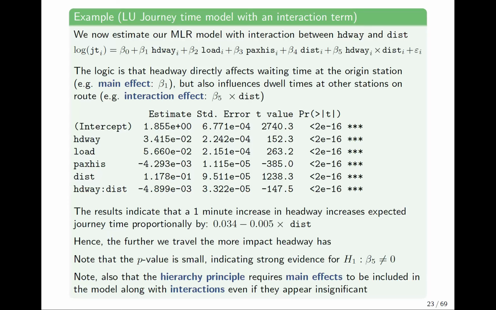That's just one example of where an interaction matters and where it's really telling us something that's important about the data and about the effect of headway on journey times. One further point, notice that the hierarchy principle requires that the main effects be included in the model alongside their interactions, even if the main effect appears insignificant. So in practice, always do that. If you include headway times distance, you must keep headway and distance in the model. That's the idea of the hierarchy principle.